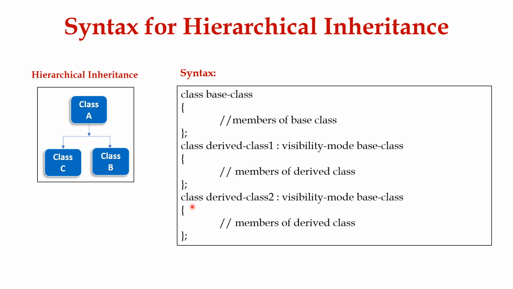Next, we have defined the class definition for derived class 2, where derived class 2 inherits the properties of the base class. Derived class 2 has its own member variables and member functions. In addition to this, derived class 2 can access the member variables and member functions available in this base class. Hope you are clear on this syntax for hierarchical inheritance.